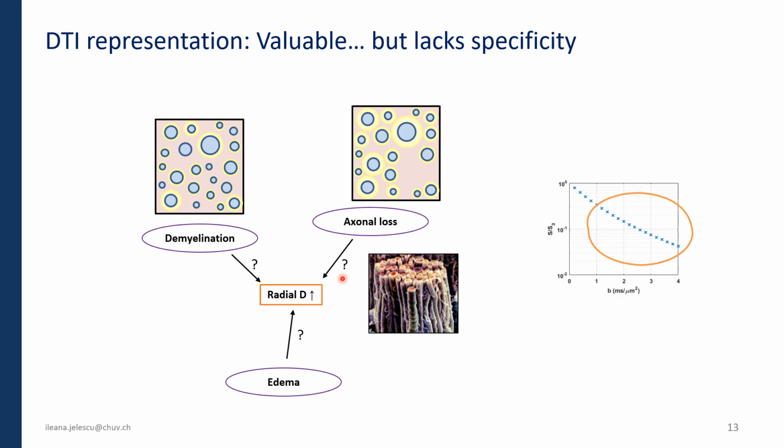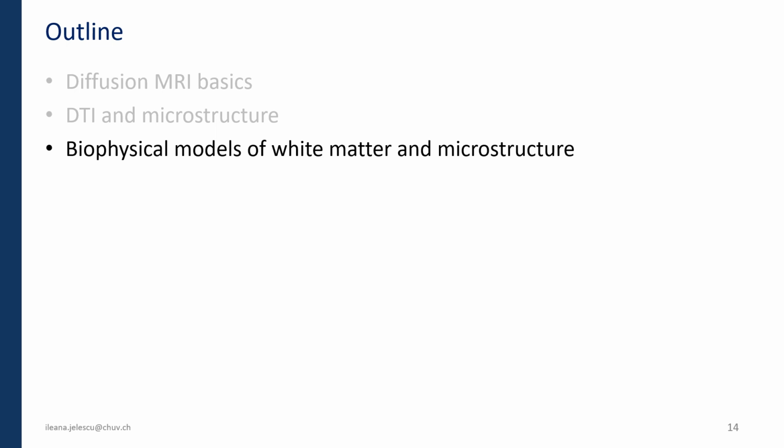So this is why we at some point need to resort to using biophysical models of white matter, and in order to characterize the microstructure in a more specific and compartment-oriented way, we have to go beyond this DTI approximation regime and start looking at how the signal behaves in the higher B values, where it deviates precisely from a Gaussian, from the behavior of a Gaussian compartment. So this brings us to the final section of this lecture, which is about biophysical models of white matter and how we can characterize microstructure.